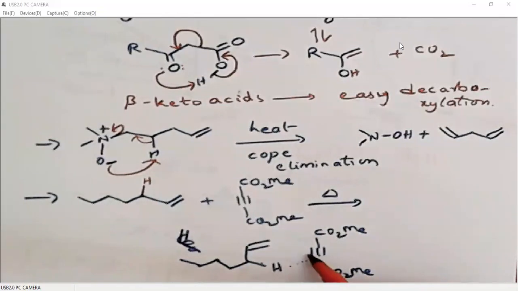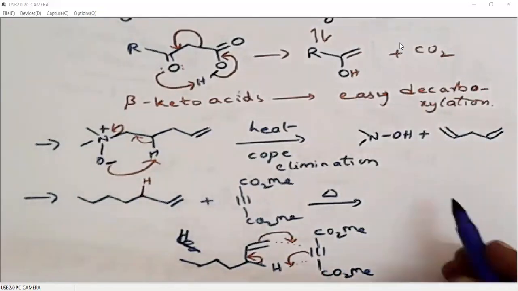Triple bond will pick up this proton. So the electrons in the carbon hydrogen bond will be polarized towards the double bond. Then there will be a bond formation, a sigma bond formation between the double bond and the double bond. Okay. So this is what the ene reaction is.